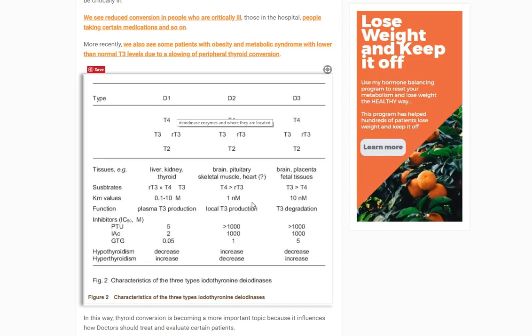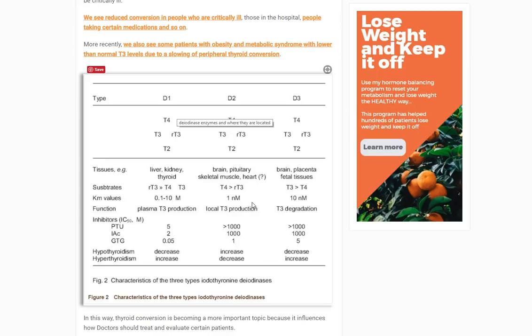And so what that means to you is that there are some tissues which may be more active in converting T4 into the active T3, whereas other tissues may be less effective at doing this. And some tissues can only convert T4 into T3. They cannot convert T4 into reverse T3, and so on.